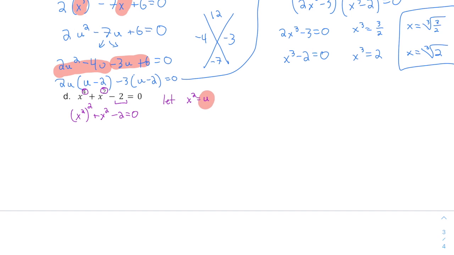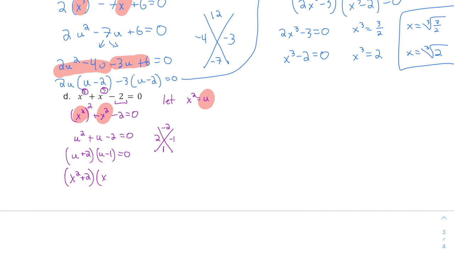And then we can substitute in u anytime we see x squared. So we can say u squared plus u minus 2 equals 0. We use our quadratic factoring techniques now. What multiplies to negative 2 and adds to 1? Well, that would be 2 and negative 1. So we can factor this into u plus 2, u minus 1 is equal to 0. But then we have to remember, okay, u is x squared. So now that I've factored this, I've used my quadratic techniques, I'm going to put in x squared back where I have my u's.